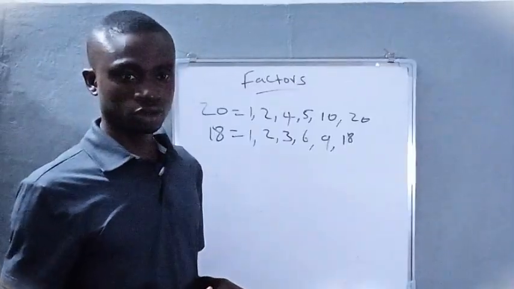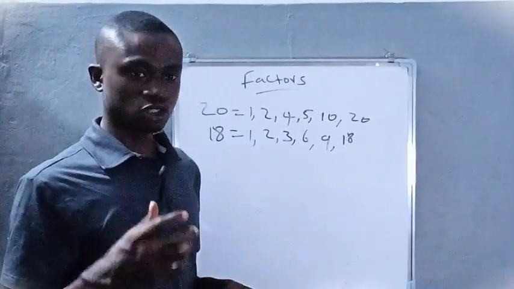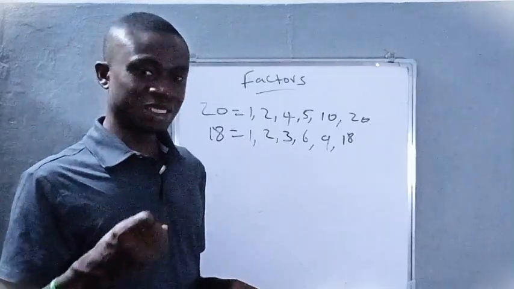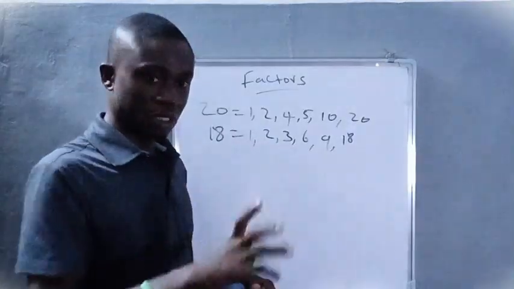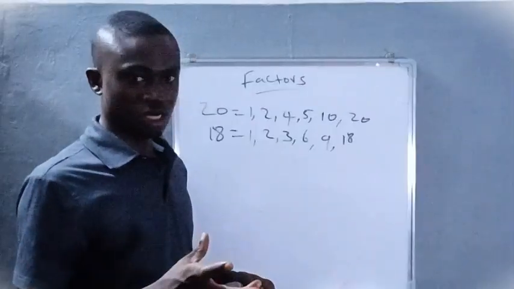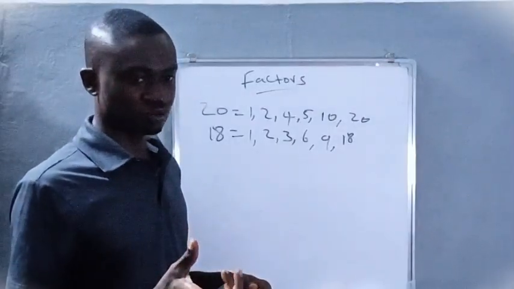Are you getting it now? So when you talk about factors, you are looking at numbers that can divide evenly into that number without a remainder. Should I give you 2 more examples of factors before I give you examples of multiples?